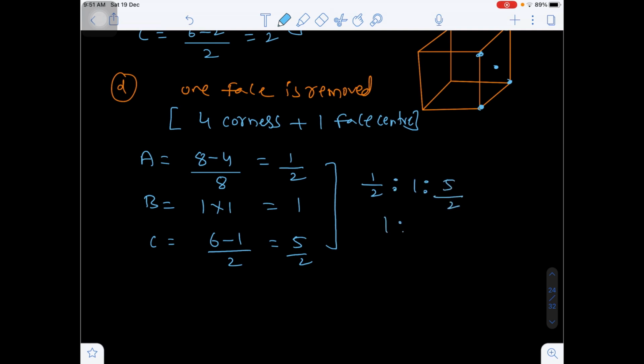Are you getting my point? That means 1 is to 2 is to 5. That means A particle 1, B particles 2 and C particles 5. This is the simplest ratio, and this is nothing but the empirical formula of the solid. Are you getting my point?